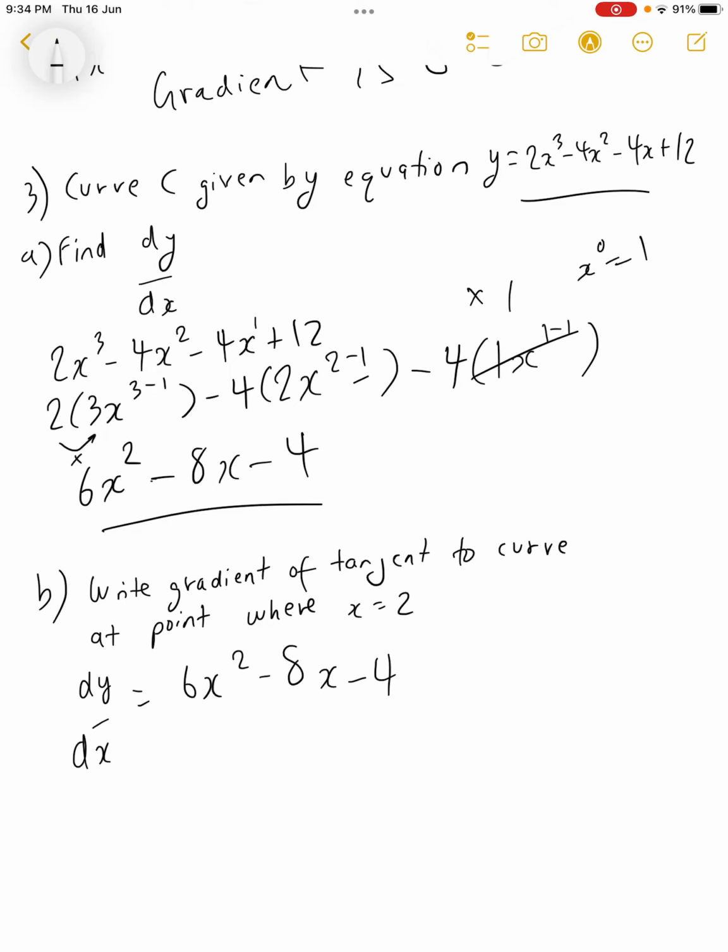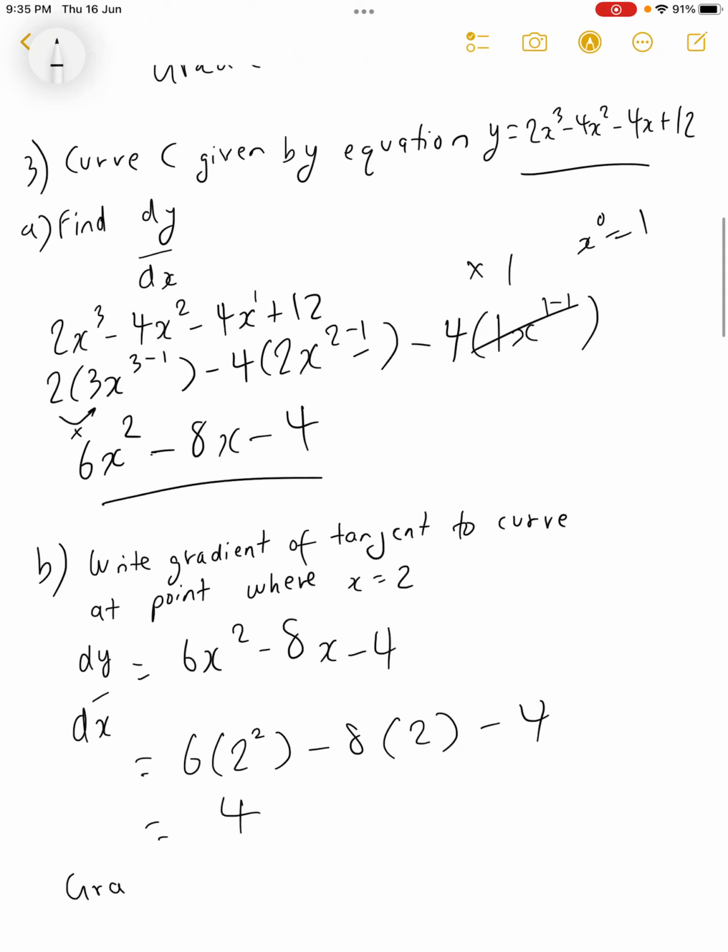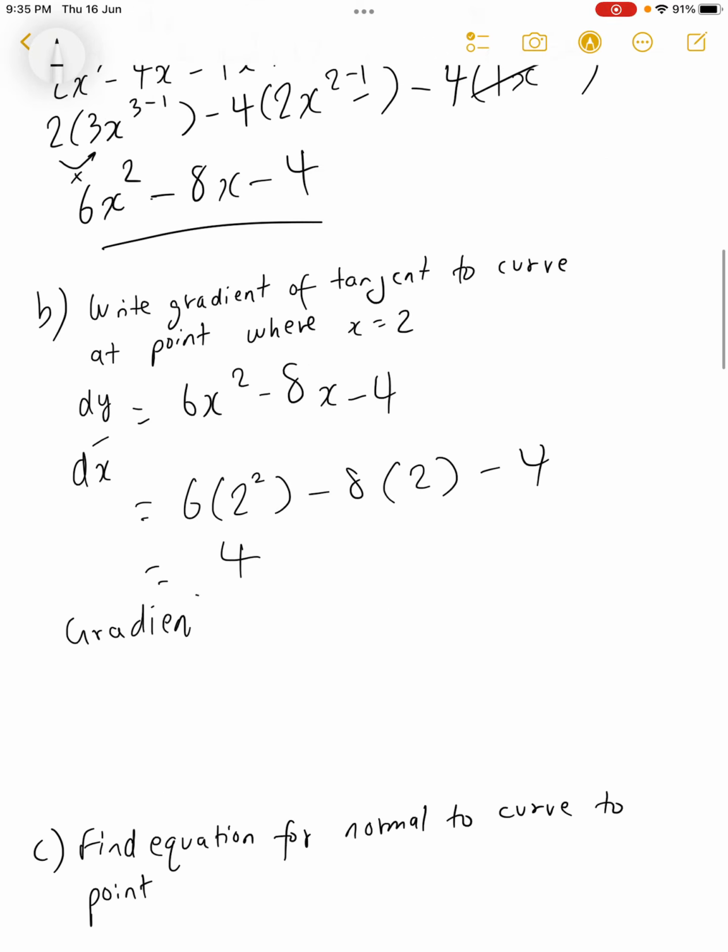I think this is for 1 mark. So what you're going to do is replace the x values by 2, so you have 6 times 2 squared minus 8 times 2 minus 4. Put that in your calculator, and you should be getting a value of 4. So the gradient is 4. I'm just going to write it down there, the gradient is 4. That should give you a good 1 mark.